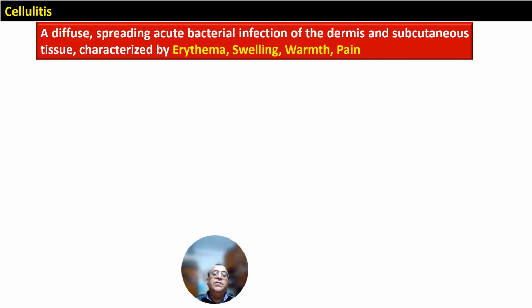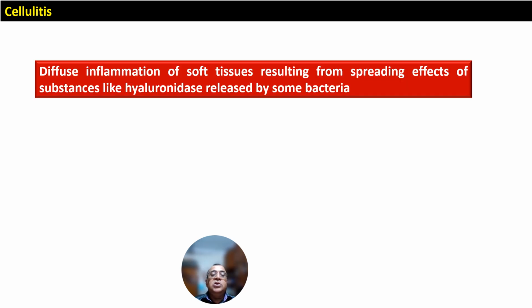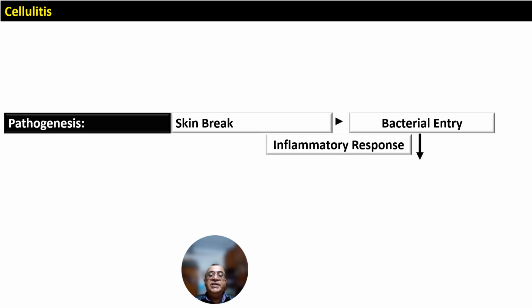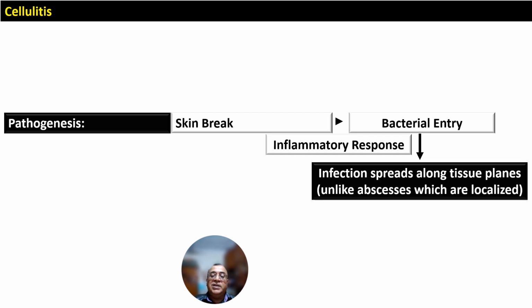Sometimes cellulitis also develops in acute inflammation. So there will be a diffuse spreading acute bacterial infection of the dermis and subcutaneous tissue that is characterized by erythema, swelling, warmth, and pain. So there is diffuse inflammation of soft tissue resulting from a spreading effect of substances like hyaluronidase released by some bacteria. There is a break in the skin, and due to this break in the skin, there is bacterial entry, and the entry of the bacteria incites an inflammatory response.